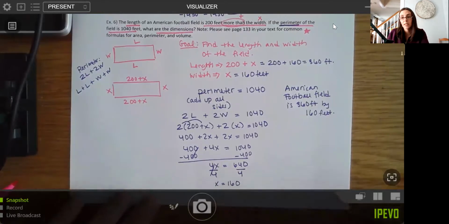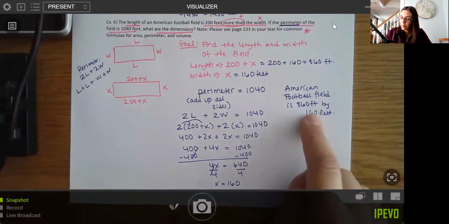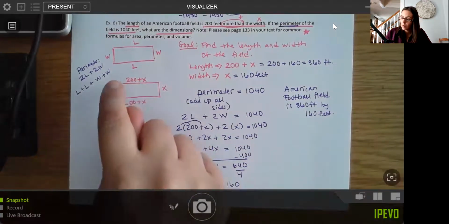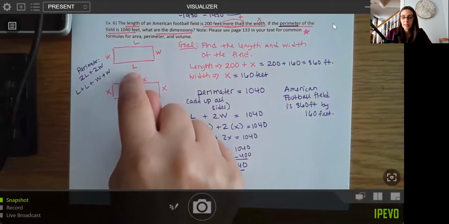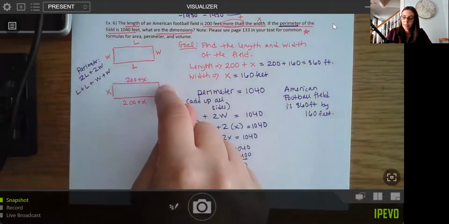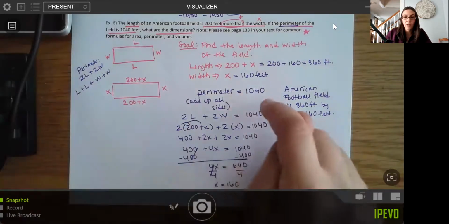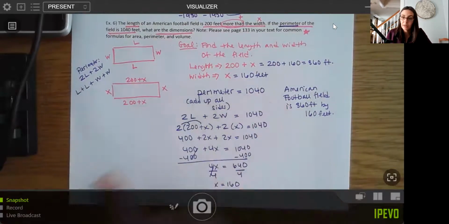Now, how can you check this? Well, there's a few different ways. So first of all, it does seem logical, right? I'm expecting larger numbers here. I don't have any negatives. If I add up all my sides, so if I take 160 plus 360 plus 160 plus 360, I should get that 1040. So that checks out for me.